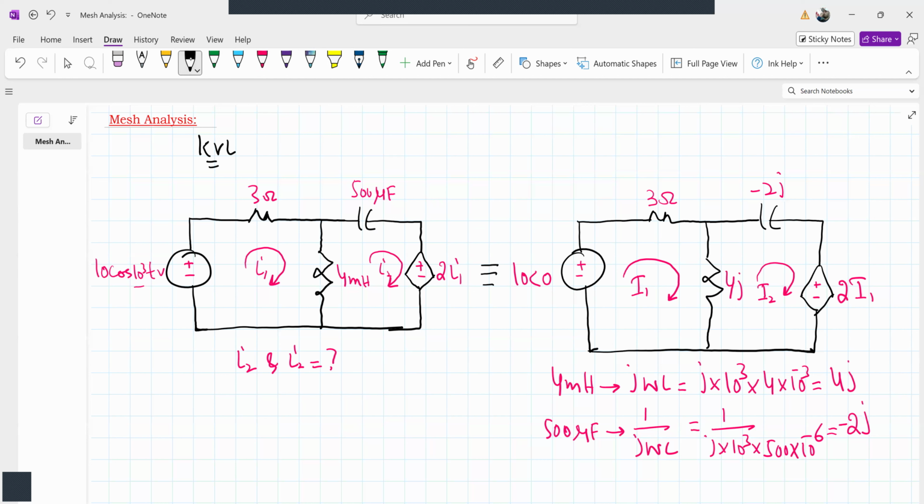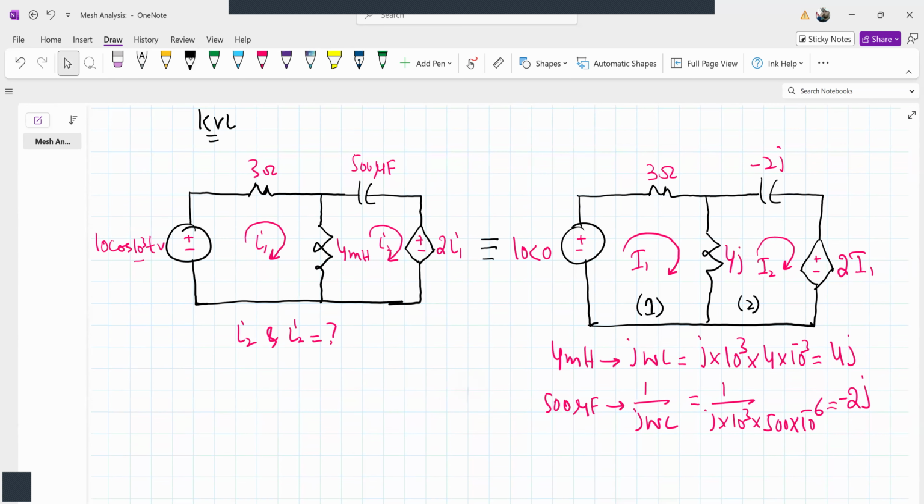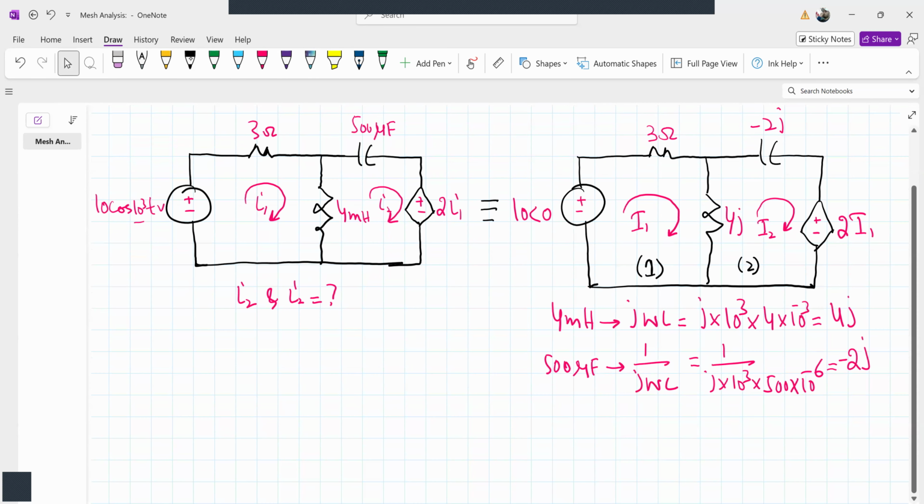and I2 is the current flowing in this one. So how many meshes do we have? Two meshes, mesh 1 and mesh 2. We'll write the KVL equation in mesh 1 and mesh 2 and solve for capital I1 and capital I2, which are the phasor equivalents of small i1 and small i2. Once we find capital I1 and capital I2, we'll be able to write small i1 and small i2.